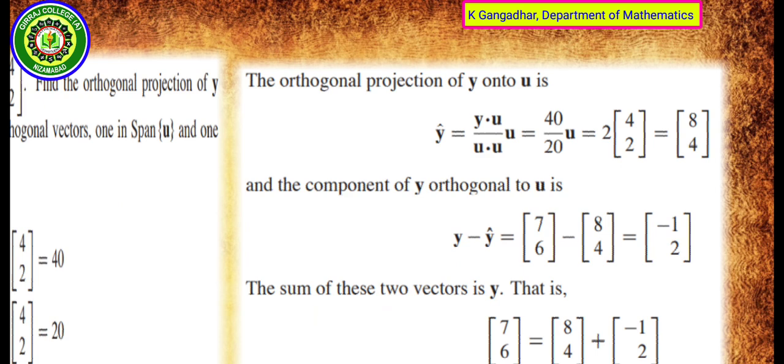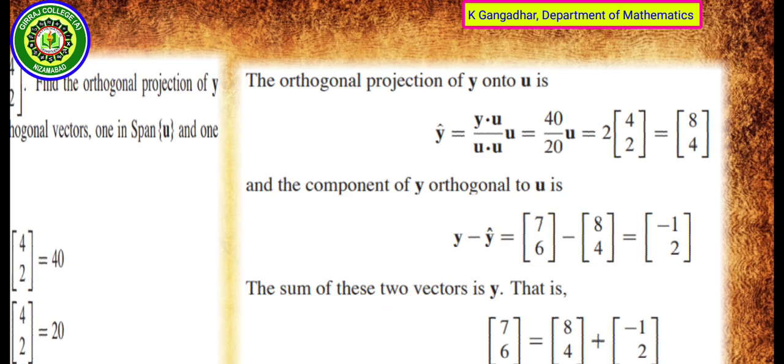The orthogonal projection of y onto u is y cap, equal to (8, 4). Next, find the component of y orthogonal to u, that is the z value. It is y minus y cap. So y minus y cap is the component of y orthogonal to u, the z value. That value we get is (-1, 2).